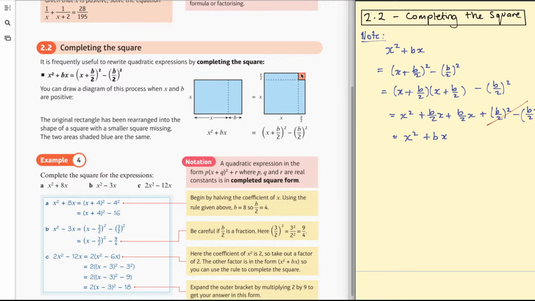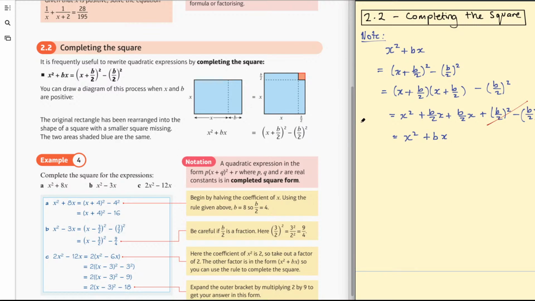The whole thing, take this little square here, which is b on 2 squared. So the two blue areas are equal, and then this little orange area is extra, so we have to subtract that. And this is actually why it's called completing the square, because you create a square out of a rectangle essentially, and you just have a little bit extra that you need to subtract off.